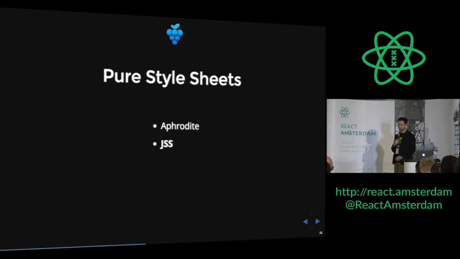And there is a third category, pure style sheets, where I would like to highlight two libraries. One is Aphrodite, and the second one I'm actually going to talk about is GSS. Aphrodite is created by Khan Academy and has some interesting ideas about rendering.